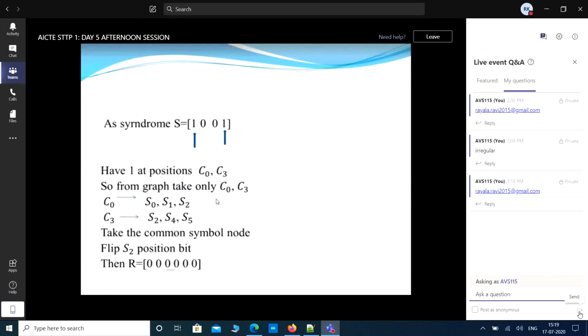So we can observe in which position the binary bit is 1 in the syndrome. The first position is 1 and the last position is also 1. So after finding the syndrome, in which position is binary bit 1? The first and last bit. So this first bit and the last bit check nodes are also only 4 check nodes.